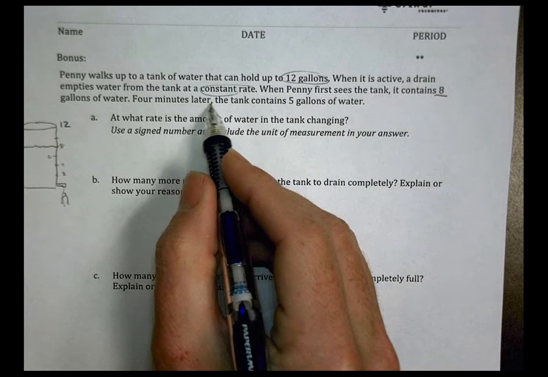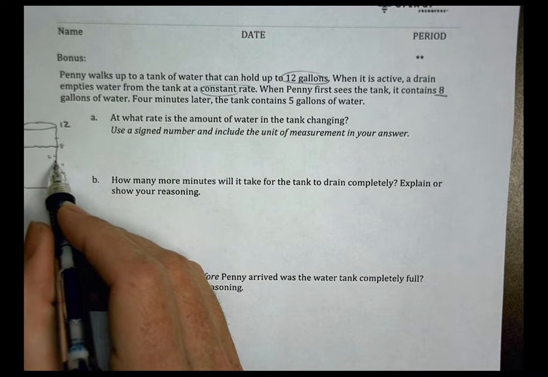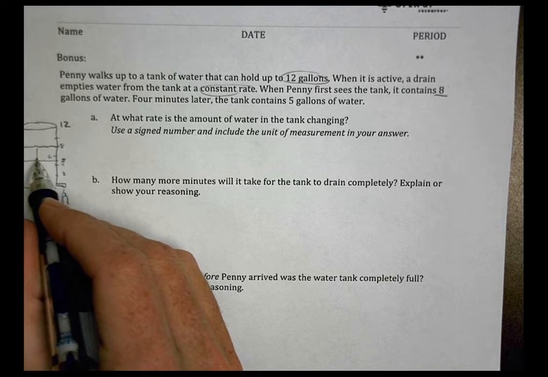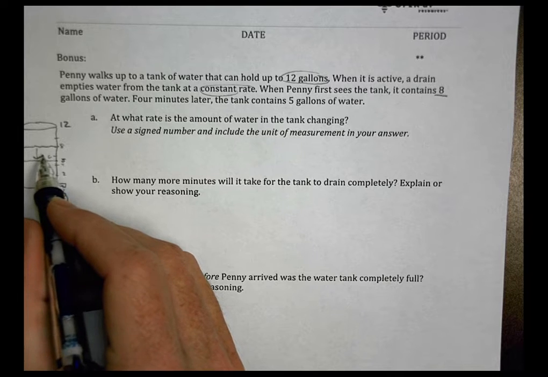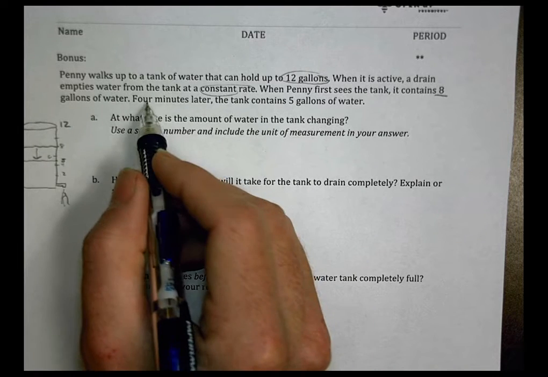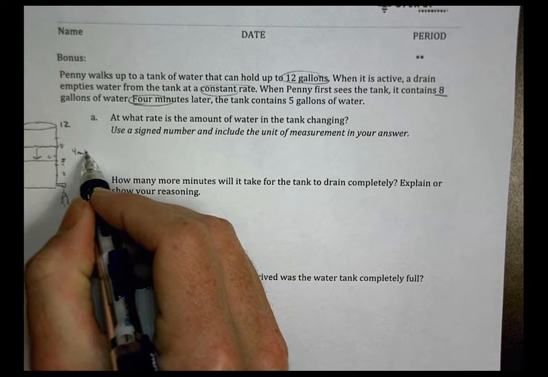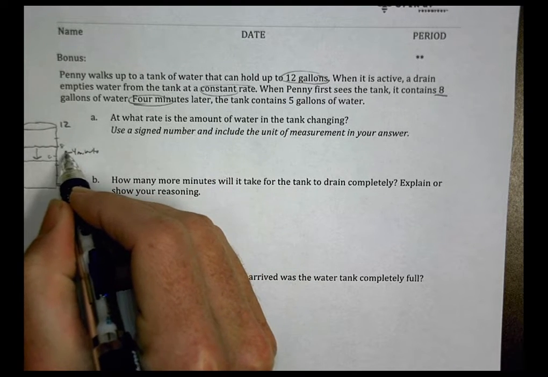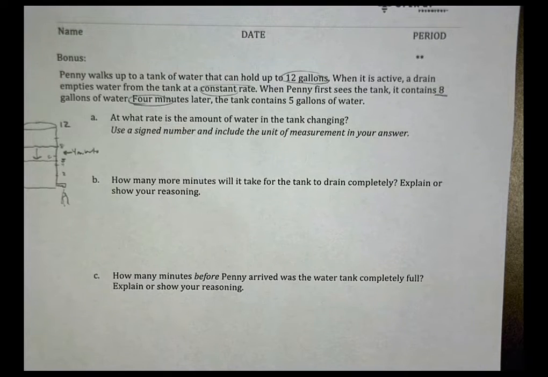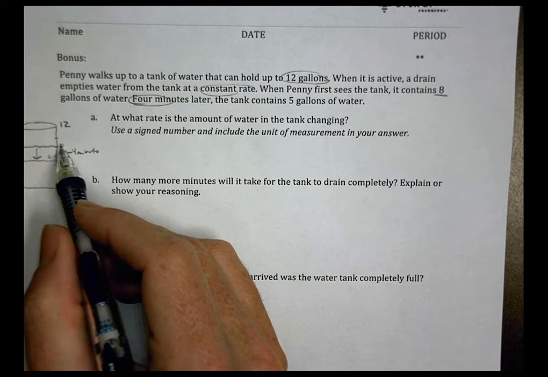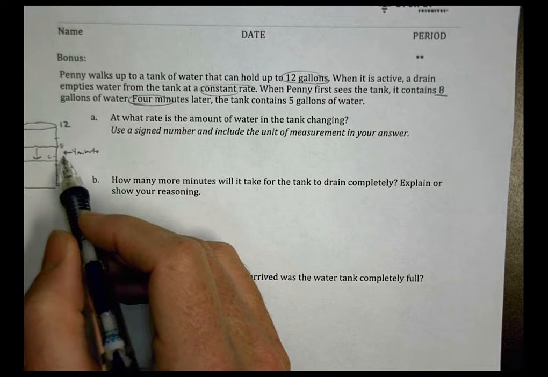4 minutes later, the tank contains 5 gallons of water. So here's 5. We know that it decreased from 8 to 5 gallons and did that in 4 minutes. That's just the information that we have so far. So we have a water tank here at 8 gallons, and in 4 minutes it goes down from 8 to 5.